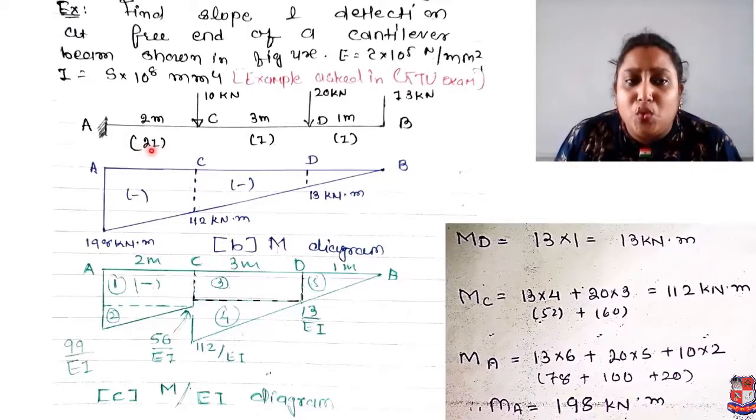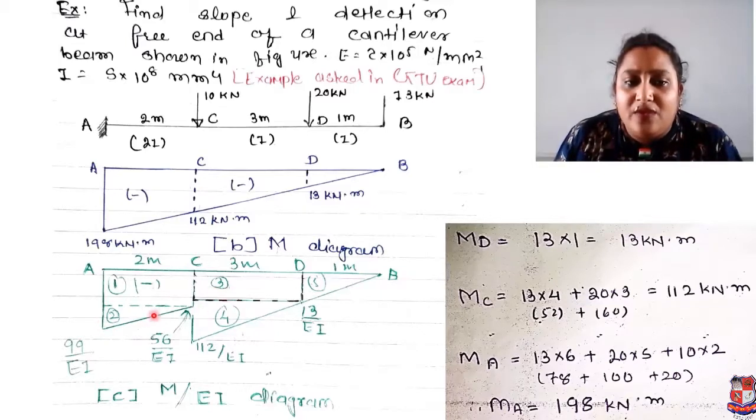Okay, 2EI is there, which means our diagram will be M upon 2EI. So as per that, our moment here is 198, so 198 upon 2EI will be there. 198 divided by 2 will be 99. So at that point we will get 99 upon EI, and here 198 upon EI.